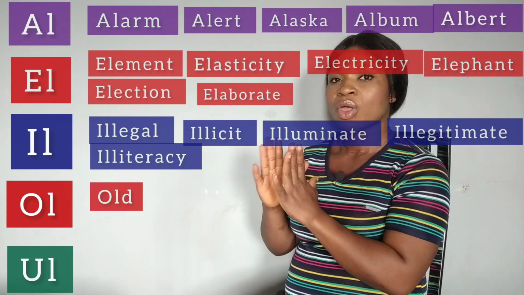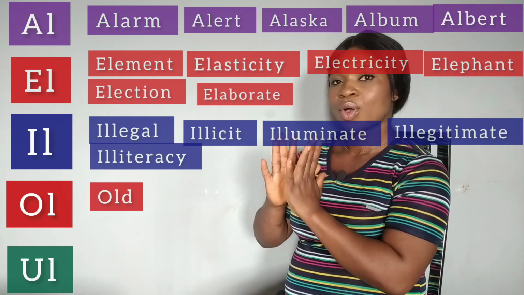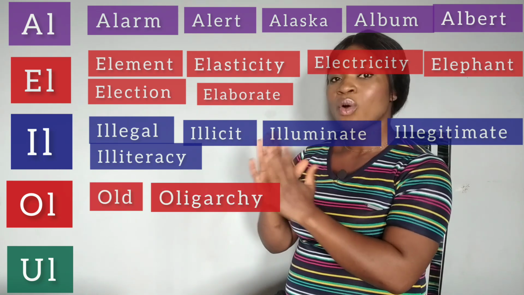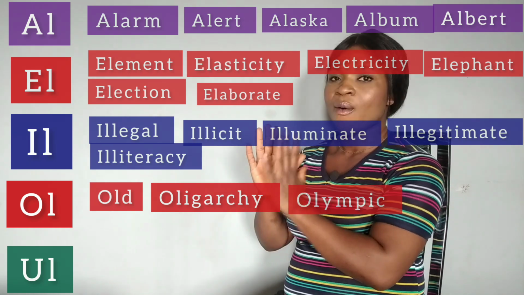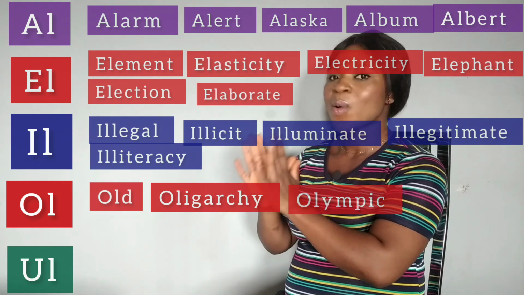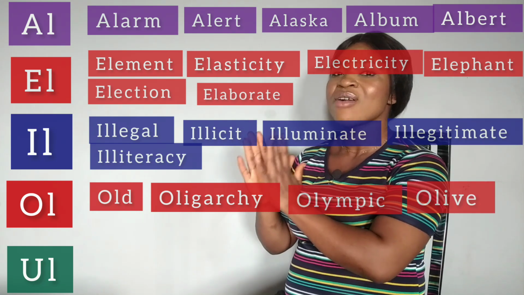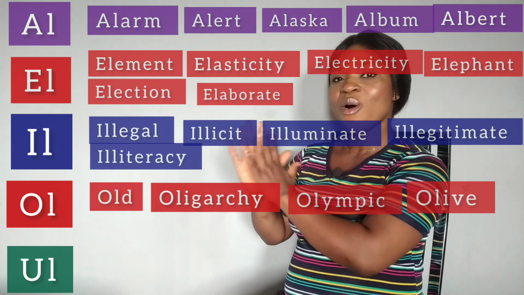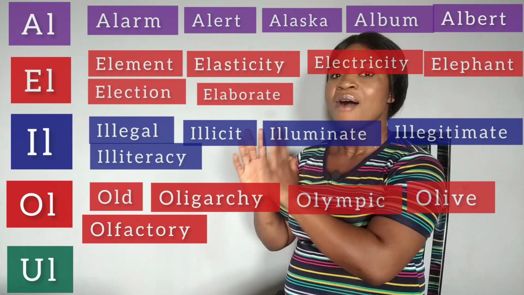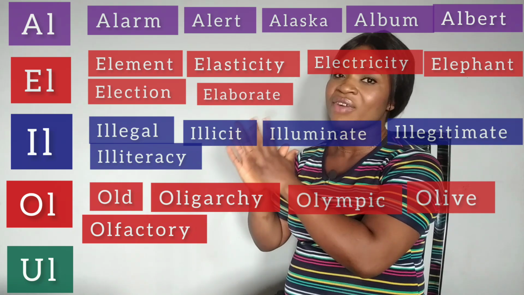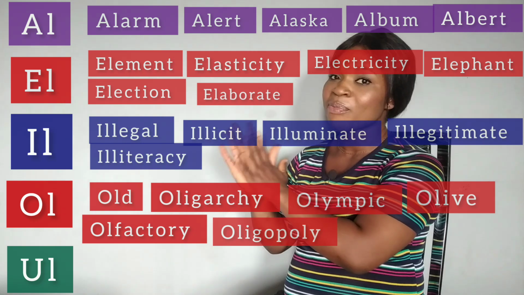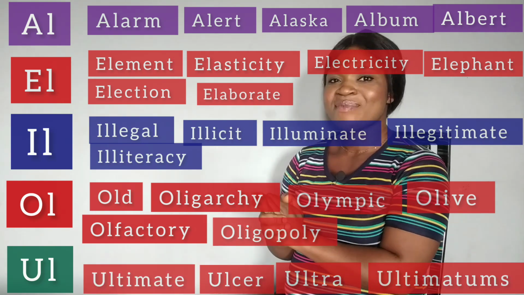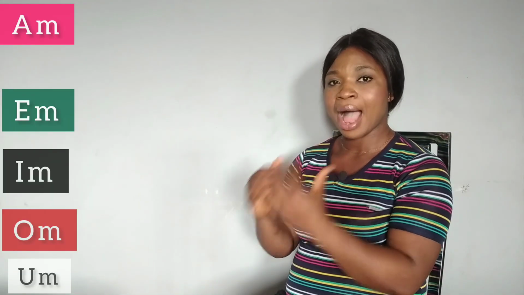So we have old, oligarchy, Olympic, olive, olfactory, oligopoly. Now to the M, I have the sound.